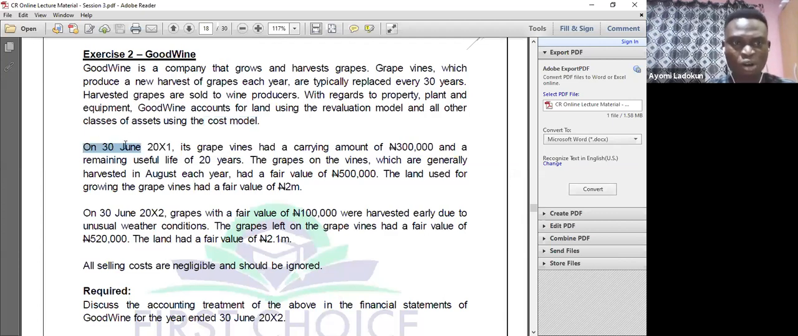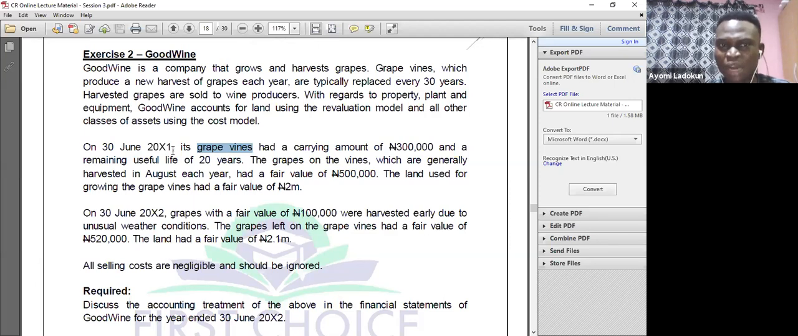So let's continue. On 30th June 20x1, its grapevines had a carrying amount of 300 and a remaining useful life of 20 years. The grapes on the vines, which are generally harvested in August every year, had a fair value of 500. Now, the land used for growing the grapes had a fair value of 2 million. Now, what is the information we need to get here? Grapevines had a carrying amount in June of 300 and a useful life of 20 years. So, how will I account for my grapevine?